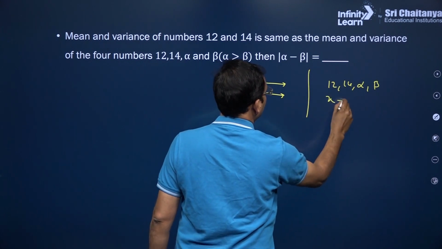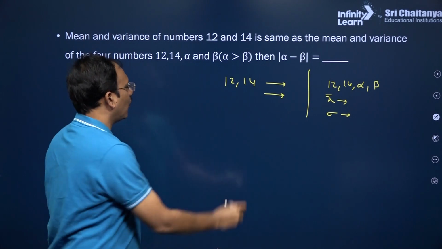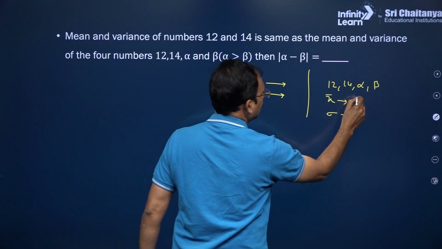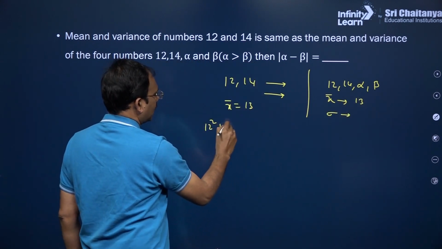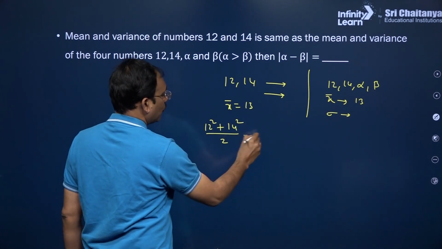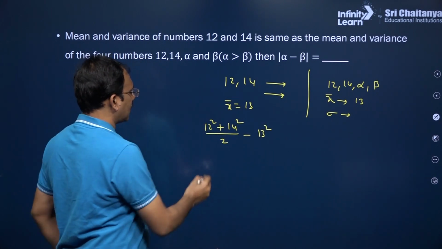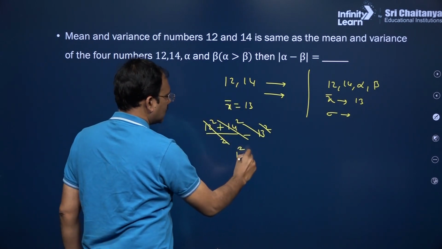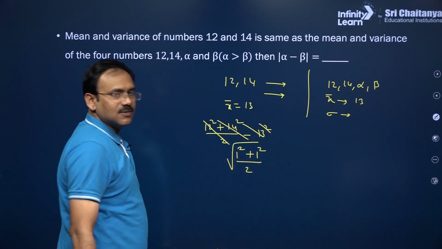For this also, mean and variance are the same, he is saying. What is the mean here? Here the mean is 13, so here also the mean is 13. Here the variance means (12 square plus 14 square) by 2 minus average square, or else root mean square. Since you subtract, you can also do (1 square plus 1 square) by 2 under root, my dear friends. Am I correct?